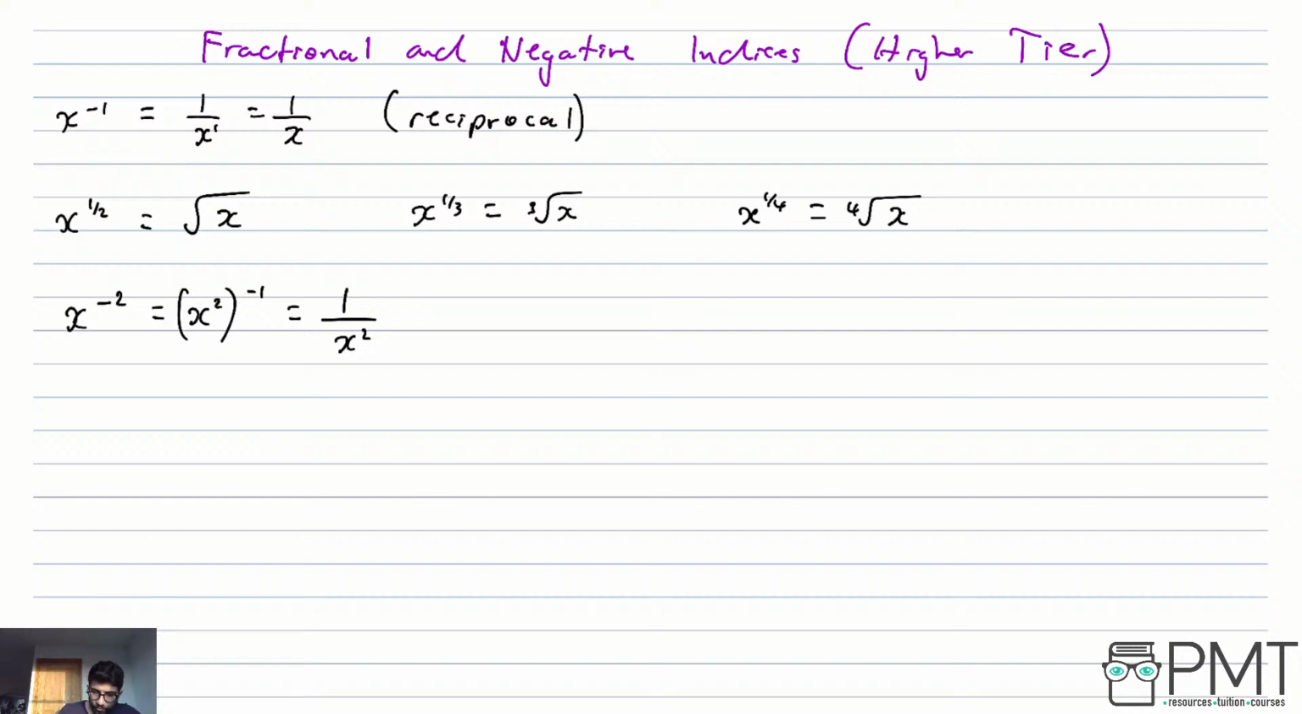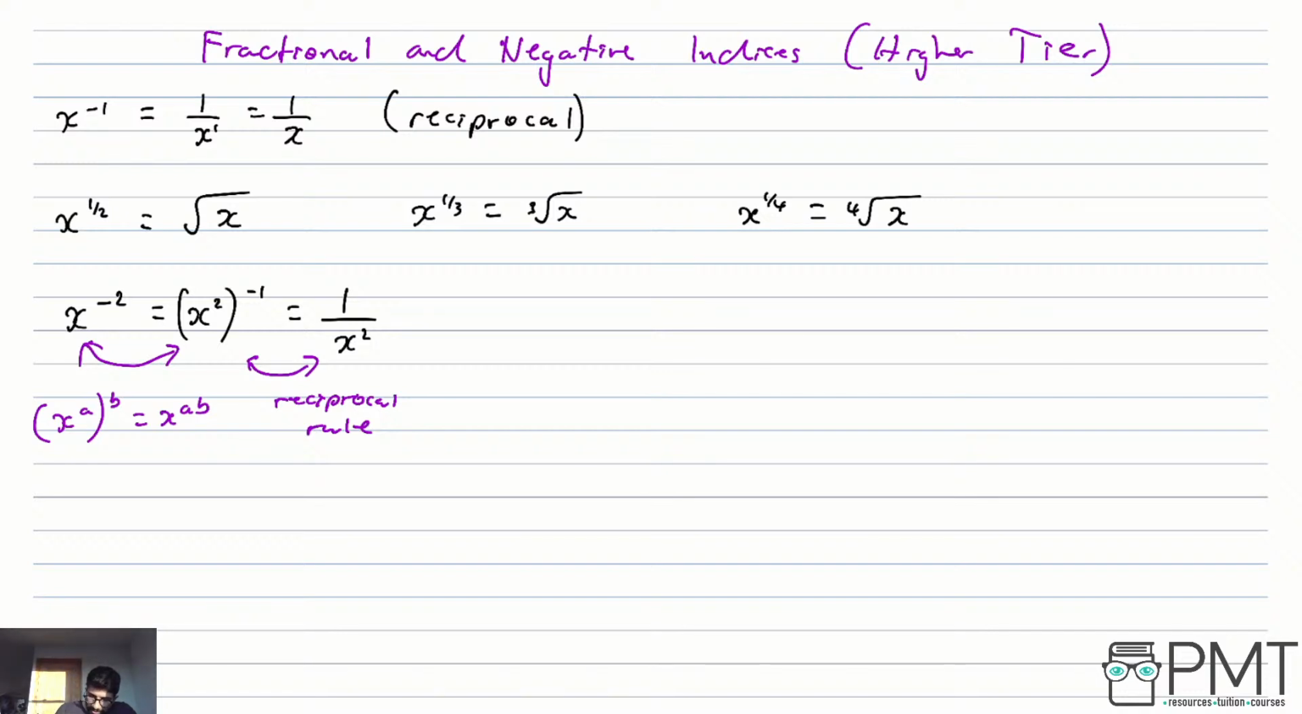So I'm applying two rules here. Going from here to there, I apply the rule that x to the a to the b is equal to x to the ab. So that's why they're the same. And then going from here to there, I apply the reciprocal rule. So that's how we can combine the two and see what x to the minus 2 is.